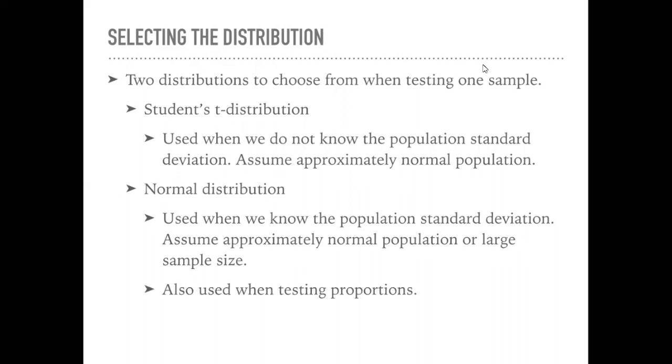So now we know a little bit about writing our hypotheses, figuring out which one is our claim. We know a little bit about alpha and making sure that we choose alpha as something small. We kind of know how to select a distribution, and that distribution is going to help us find something called a test statistic. And that test statistic is going to help us determine whether we're rejecting or not rejecting.